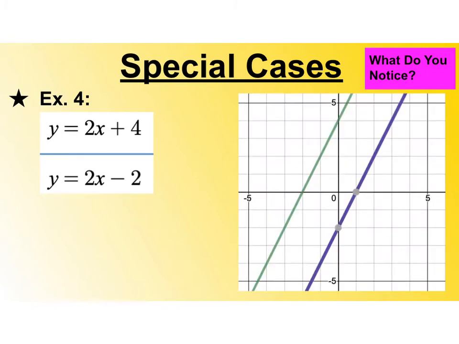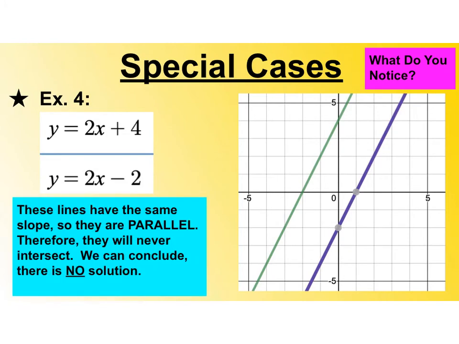Well, when we graph it in Desmos, we get that. They are never going to intersect. Hopefully you recognize that because those have the same slope, they both have a slope of 2, then the lines are parallel. They will never intersect, so we can conclude that parallel lines will have no solution.